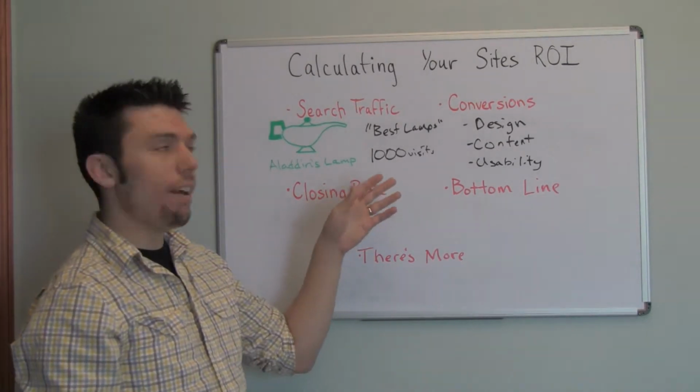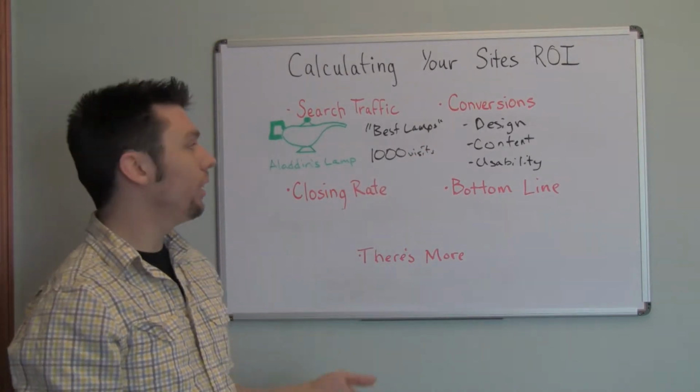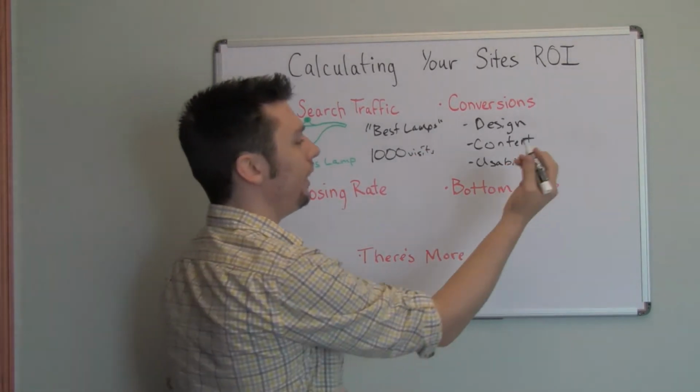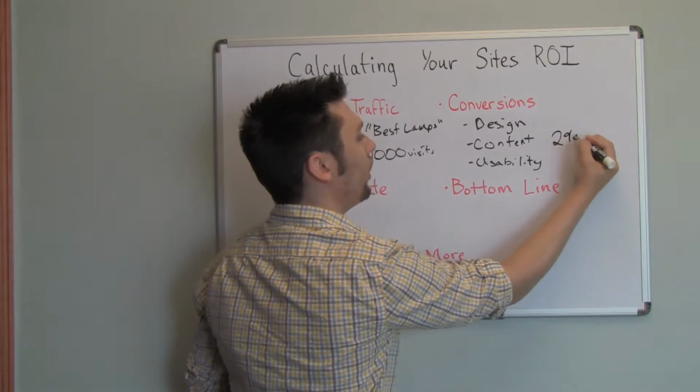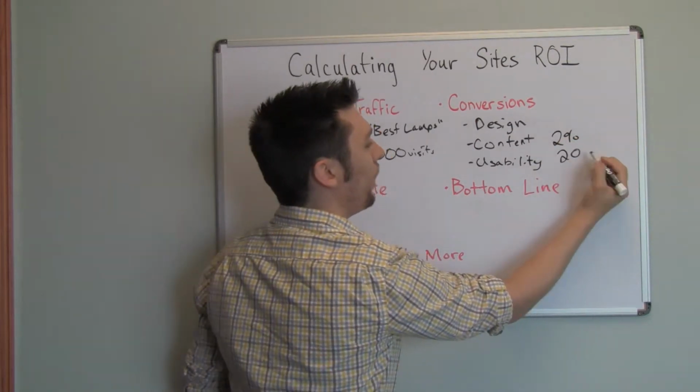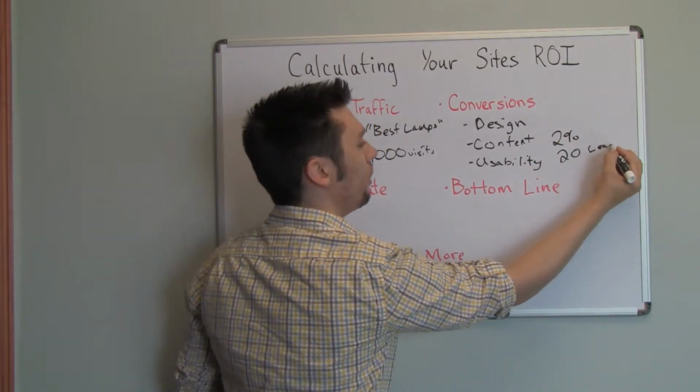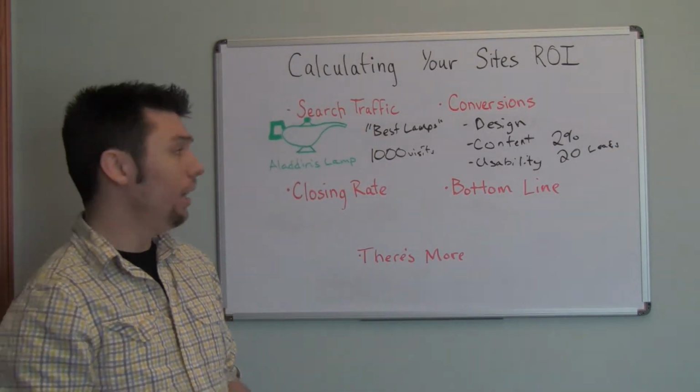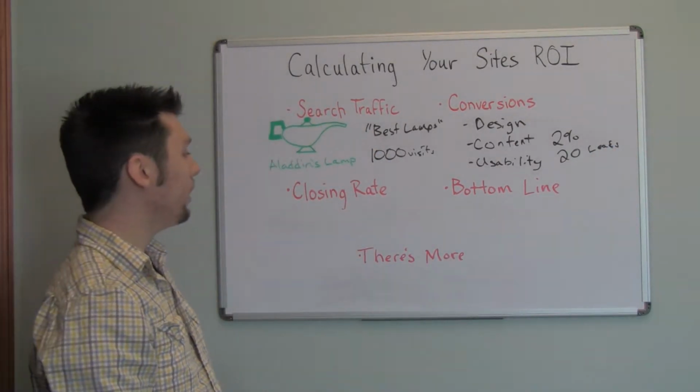So you've got the search traffic coming in, you're converting the visitors from the site, and let's say in this example, we're getting a 2% conversion rate. So every single month we're getting 20 new leads. That's a really good number, 20 new leads every single month.